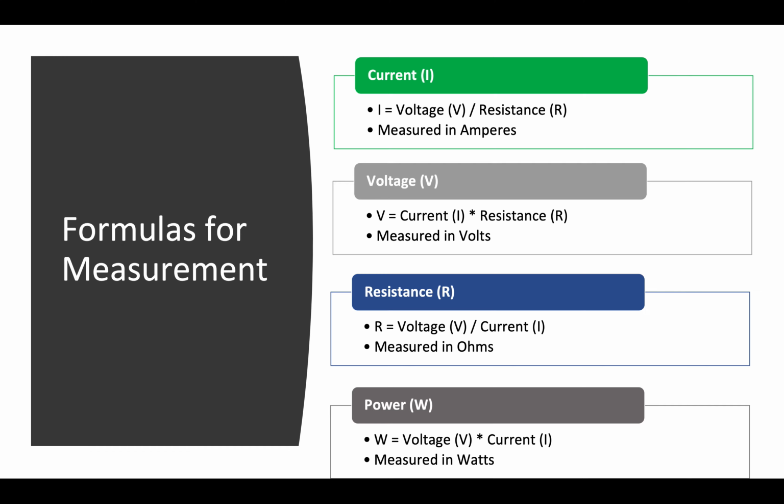Power. Electrical power is measured in watts, and it is the result of multiplying voltage by current. Watts just measure the capacity of electricity to do work.